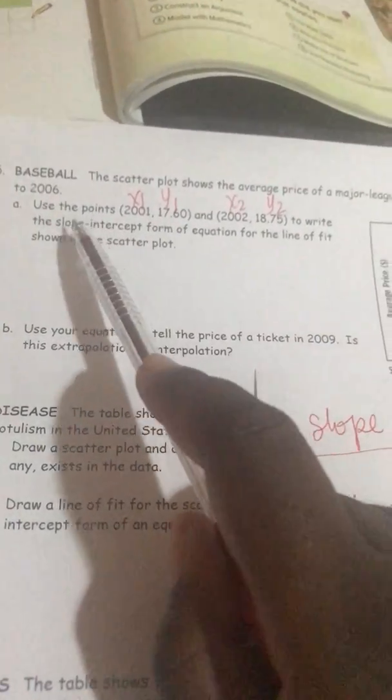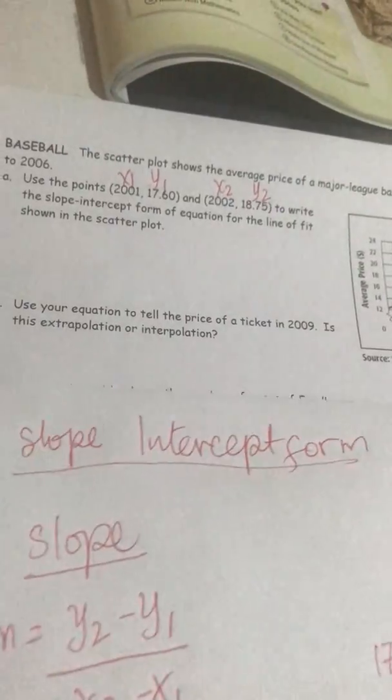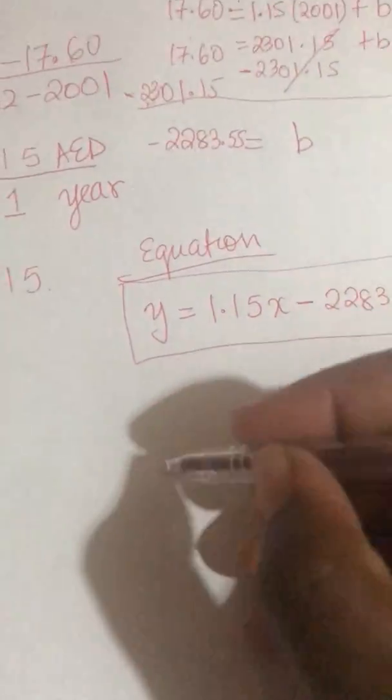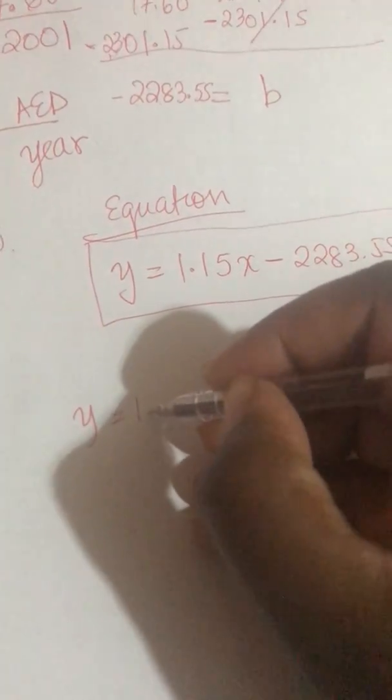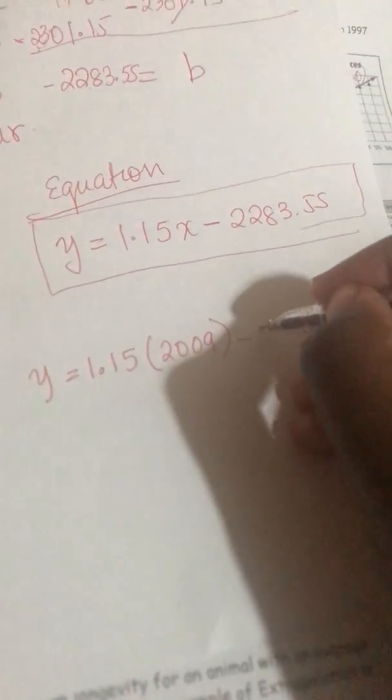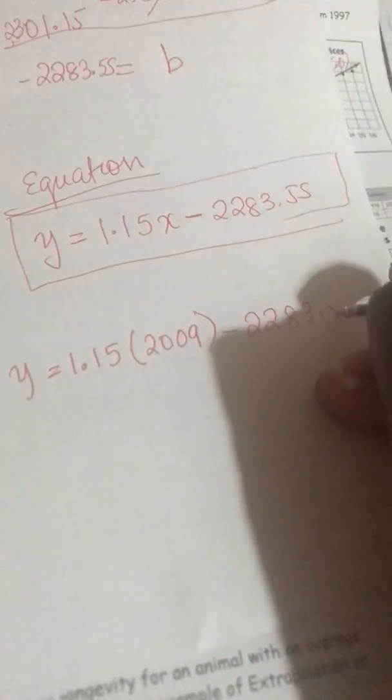That's what the question said here. Write the equation that forms the line of fit shown in the scatter plot. There you go. Use your equation to interpret and tell the price of a ticket in 2009. And is this an extrapolation or an interpolation? You need to know these words. Okay, so they told us to use 2009. 2009 is where? On the x-axis. So what will you do? You will come here and you will write y equals 1.15 bracket 2009 minus 2,283.55.